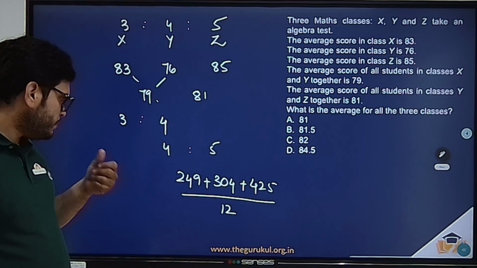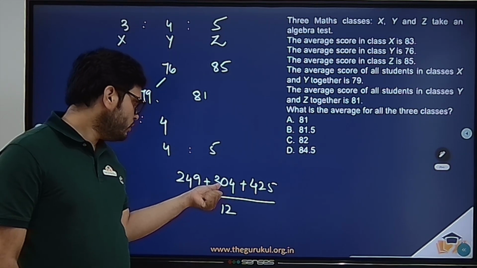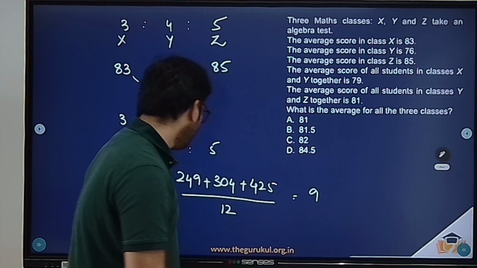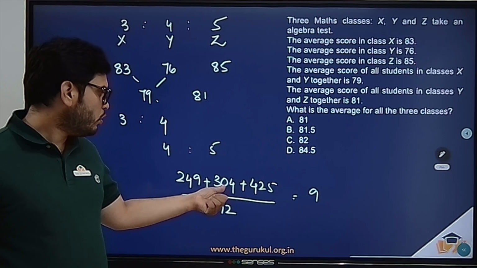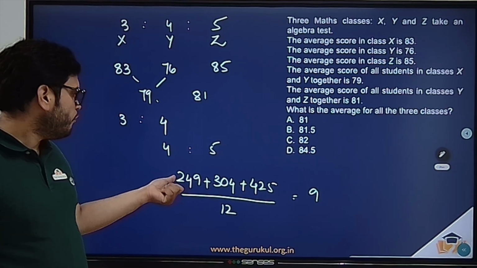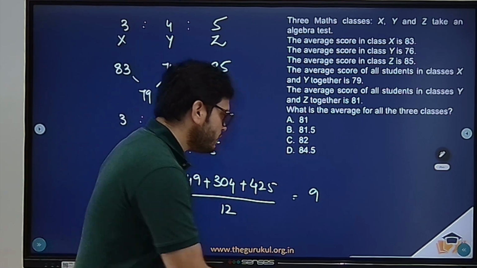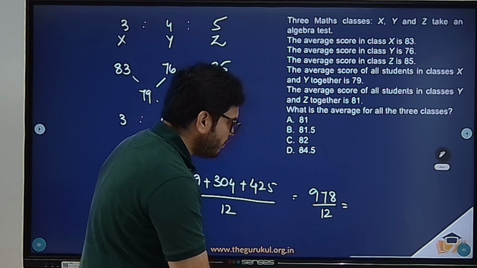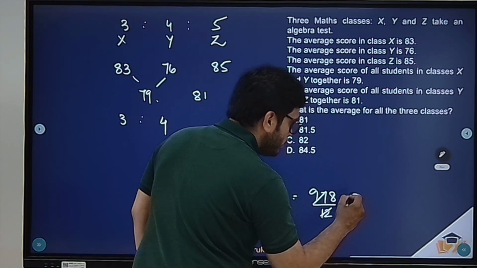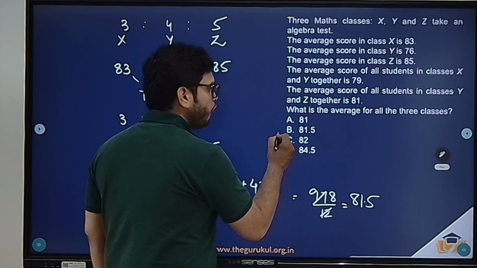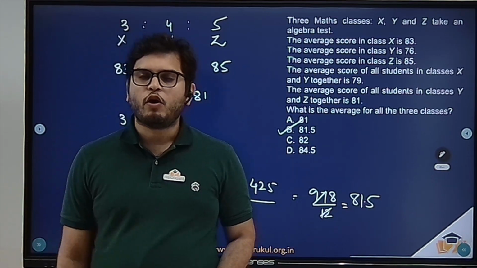Now this is 249 plus 304 plus 425, which is 978, by 12. Now this is 81.5. So the answer for this question should be option B.